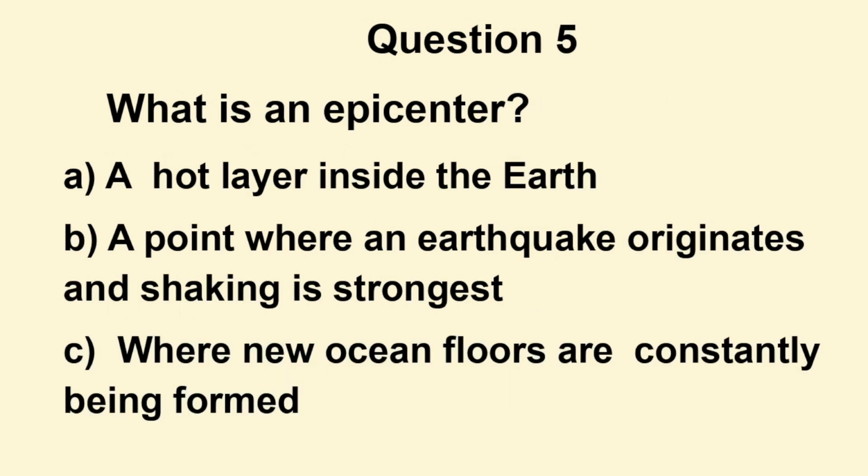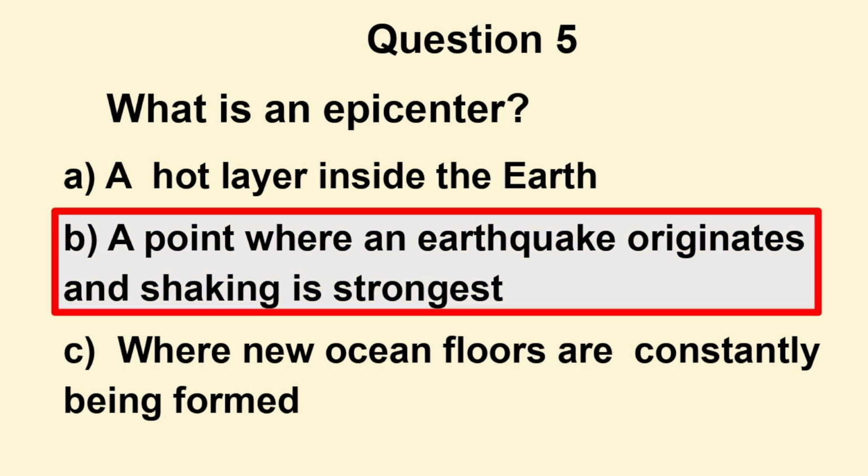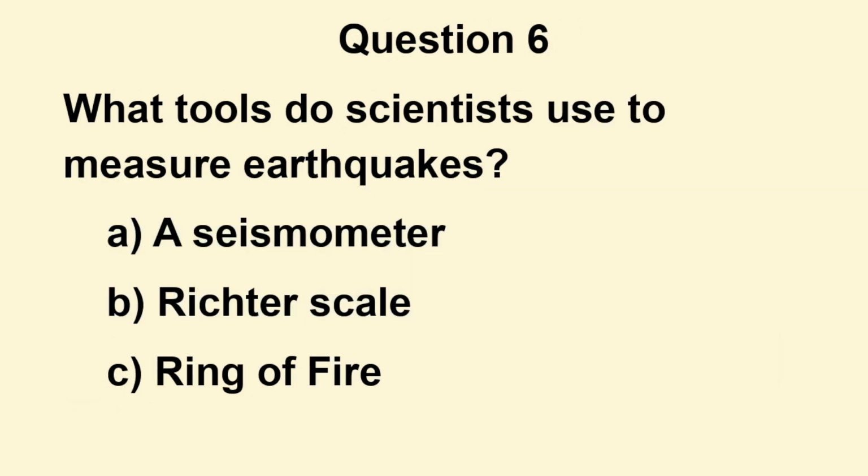Question 5. What is an epicenter? A. A hot layer inside the Earth. B. A point where an earthquake originates and shaking is strongest. C. Where new ocean floors are constantly being formed. Question 6. What tools do scientists use to measure earthquakes? A. A seismometer. B. Richter scale. C. Ring of Fire.